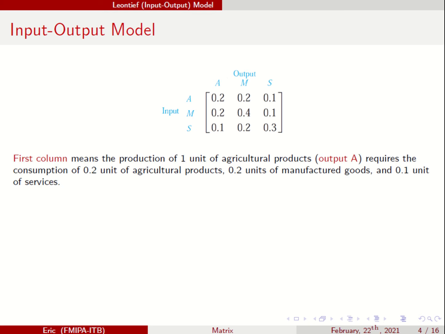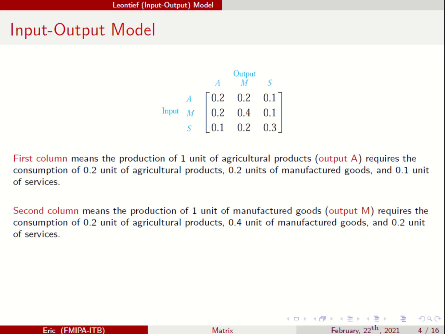Look at the first column: 0.2 A, 0.2 M, 0.1 S. What does this mean? It means the production of 1 unit of agricultural products, an output of 1 unit of A, requires the consumption of 0.2 unit of agricultural product, 0.2 units of manufactured product, and 0.1 unit of services.